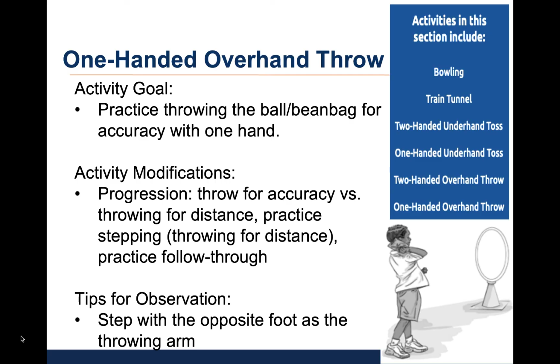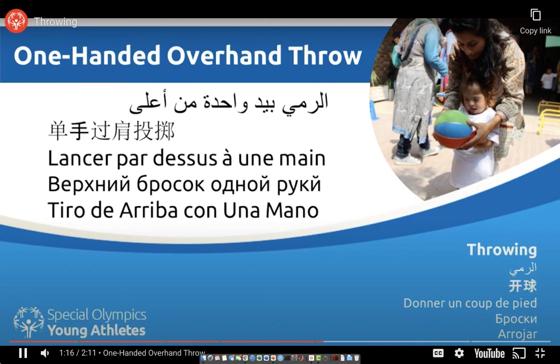The sixth activity is called one-handed overhand throw. For this activity, the coach or parent will use the same technique as a two-hand overhand throw. The child will use one hand, bring their arm back and forward overhead to throw a small ball like a tennis ball or a beanbag towards the coach or parent. As the child progresses in skill, he or she can throw the ball into a basket, over a barrier, or through a hoop. Let's watch a video of this activity.